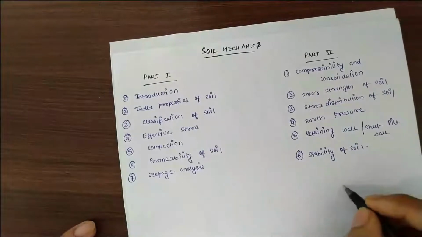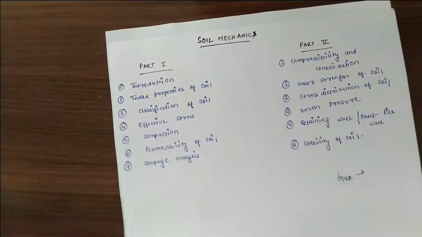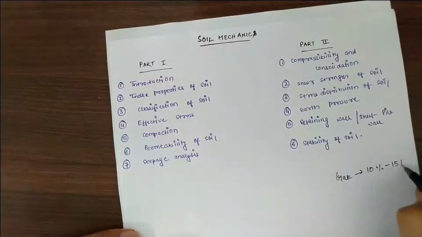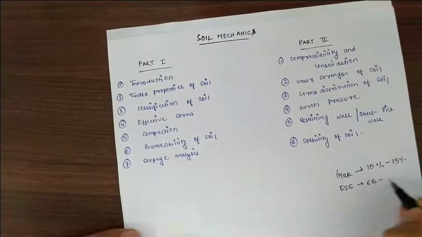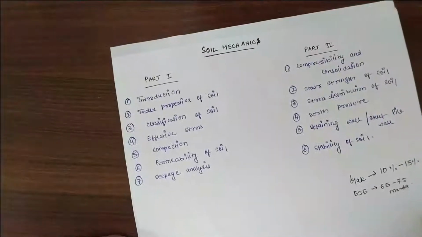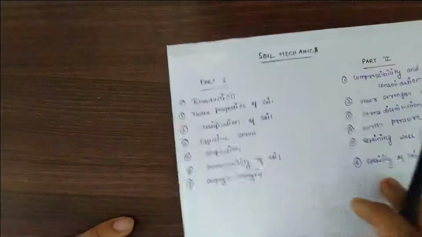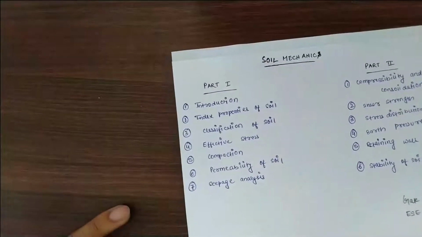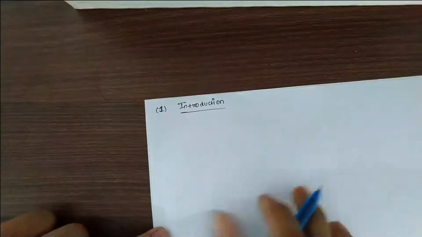So in GATE, 10 to 15% of marks can be seen from this subject, and in ESE 65 to 75 marks come from this subject. So in today's video lecture we will be dealing with the introduction part and we will see the different types of soils also. So let's get started. So soil mechanics is the branch of civil engineering.